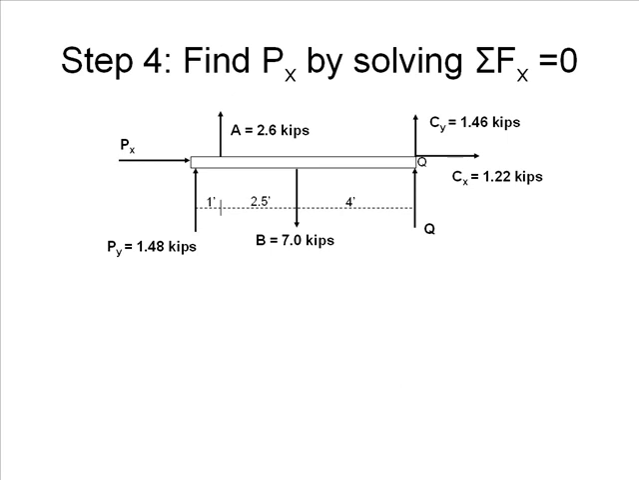The fourth step will yield Px. To solve for Px, we will sum the forces in the x direction and set them equal to 0. There are only two forces in the x direction, so they must cancel each other out.